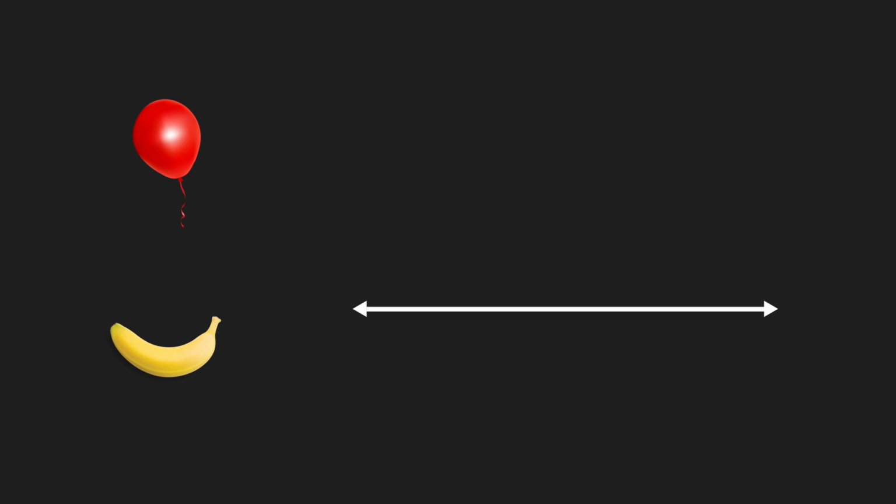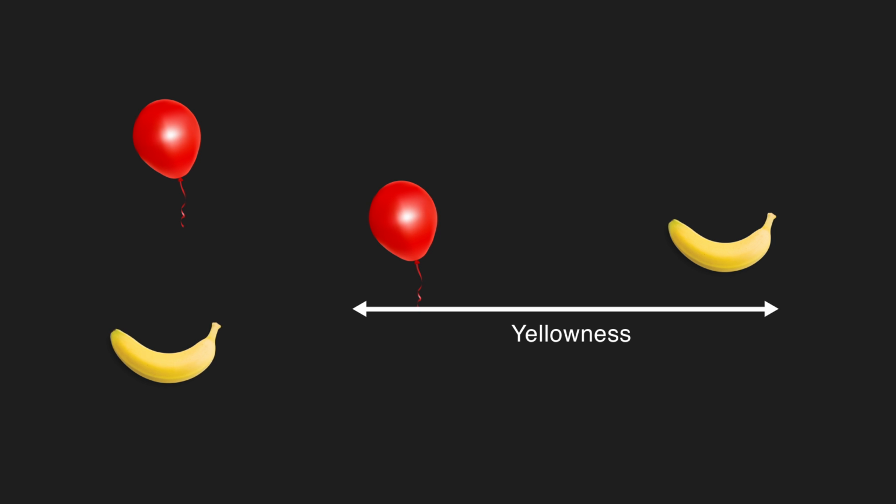Let's look at an example. In order for the AI to understand that this image is a banana and this image is a balloon, it looks for metrics that help separate these images in the latent space. So how about color? If we measure the amount of yellow in the image, that would put the banana over here and the balloon over here, in this one-dimensional space.